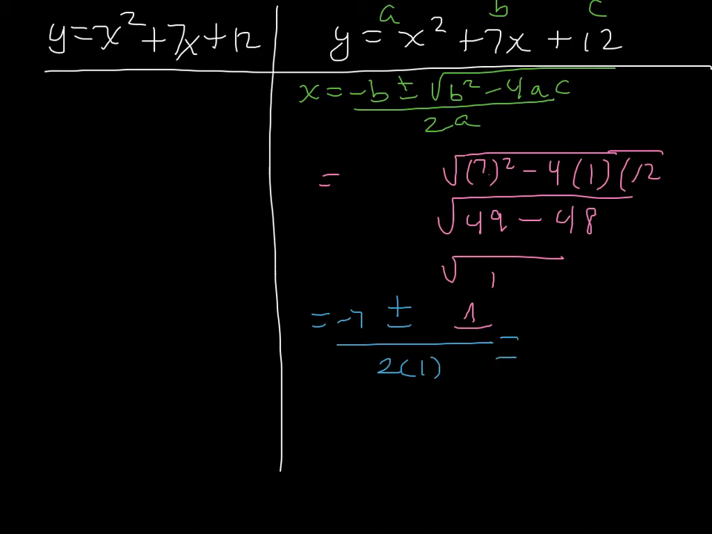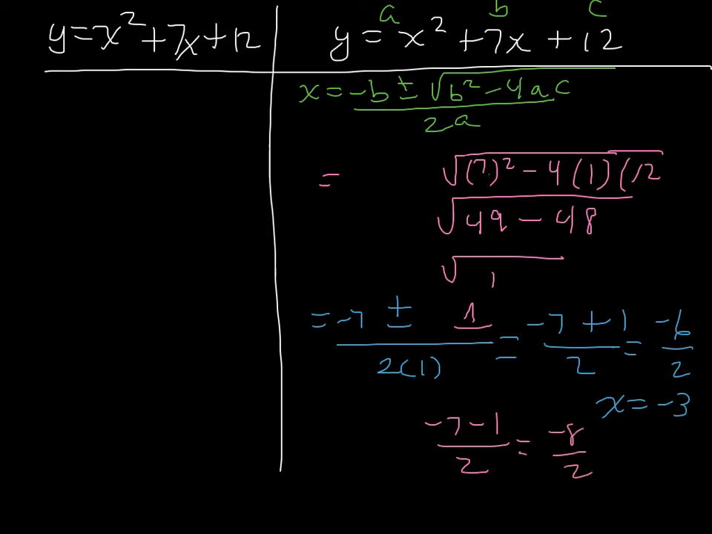So then this is equal to negative 7 plus 1 divided by 2. And it's also equal to negative 7 minus 1 divided by 2. So then this is negative 7 plus 1 is negative 6 divided by 2. So that x is equal to negative 3. Here it's negative 8 divided by 2, which x then would be equal to negative 4. So x is equal to negative 3 and negative 4.